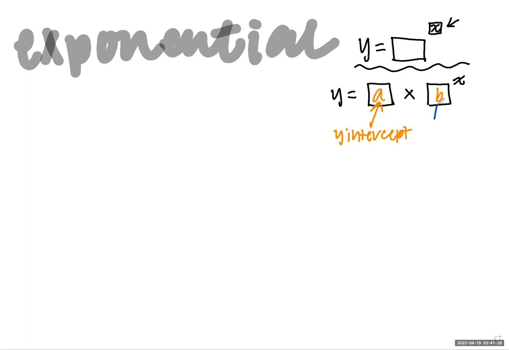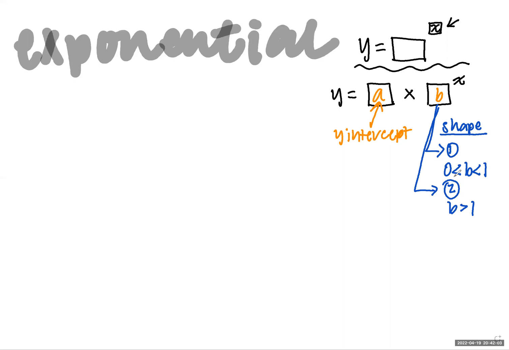Now this B has two scenarios. Scenario number one is whereby your B is between 0 and 1. And this B determines the shape. So you all can write that down. It determines the shape. Now, what is scenario number two? Scenario number two is where B is greater than 1. And B greater than 1 is also another shape.